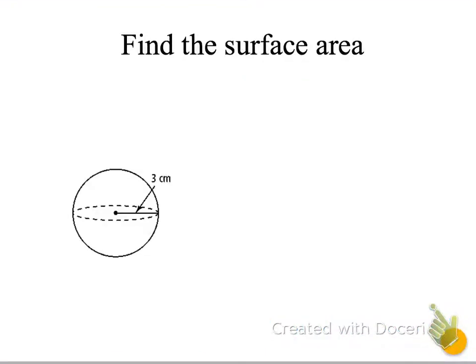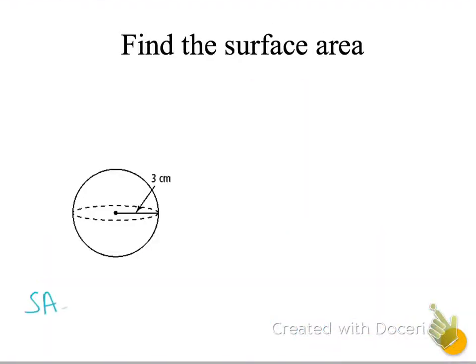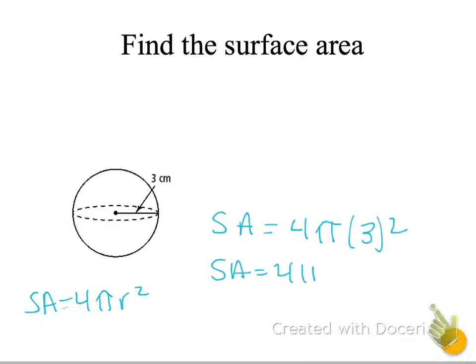Okay, find the surface area. So again, our equation was 4 pi r squared. So we're going to keep it in terms of pi. So surface area equals 4 pi. My radius is 3. So 3 squared is 9. 9 times 4. We have 36 pi centimeters squared.